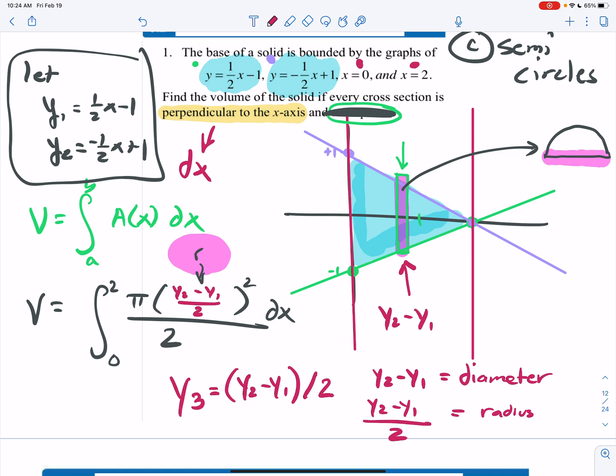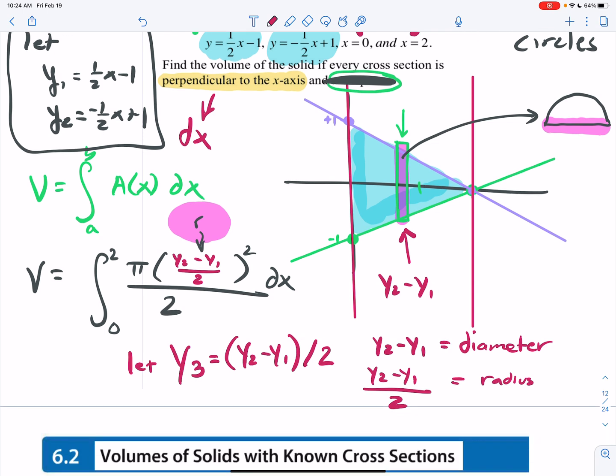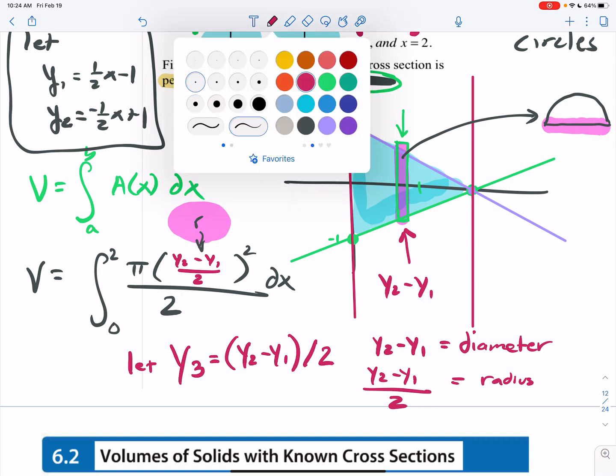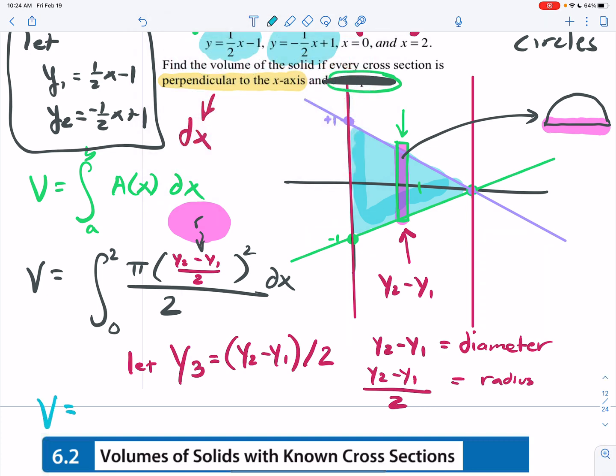Here's what this does, and we're going to declare it too, okay? When you go to your home screen, you can type it out a lot easier, okay? So here we go. V equals this pi over 2 out here. I'm going to go ahead and scoot it outside. Okay? Integral 0 to 2. And the radius, I can call that y3 squared dx.